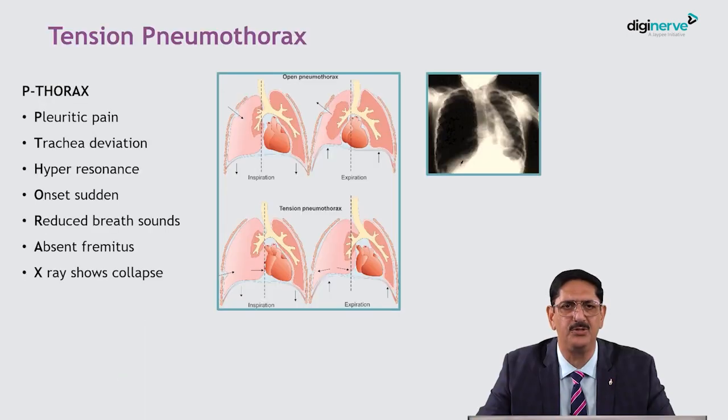But there is a mnemonic for pneumothorax called the P-THORAX: pleuritic pain, tracheal deviation, hyperresonance, onset is always sudden, reduced breath sounds, absent fremitus, and an X-ray showing collapse.